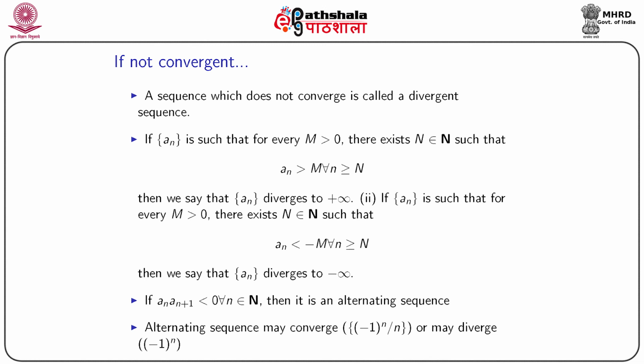We can have another type of sequence called an alternating sequence. Whenever you take the product of two successive terms, it will be negative. So a1 times a2 will be negative. That means if a1 is positive, a2 will be negative, or if a1 is negative, then a2 will be positive. So if the product of two successive terms is negative, we say it is an alternating sequence. An alternating sequence may converge or may diverge. If you consider (minus 1) to the power n over n, it will be a convergent sequence. But if you take (minus 1) to the power n, it will be a divergent sequence.